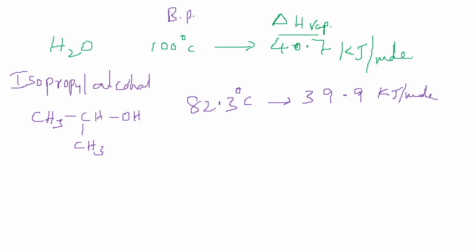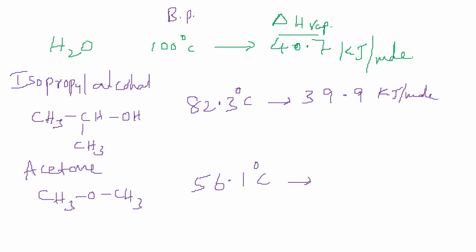Similarly, take acetone. Looking at acetone, CH3, CO, CH3. This we call acetone. Here the boiling point is 56.1 degrees centigrade. Then here we get 29.1 kilojoules per mole. This we call the heat of vaporization.